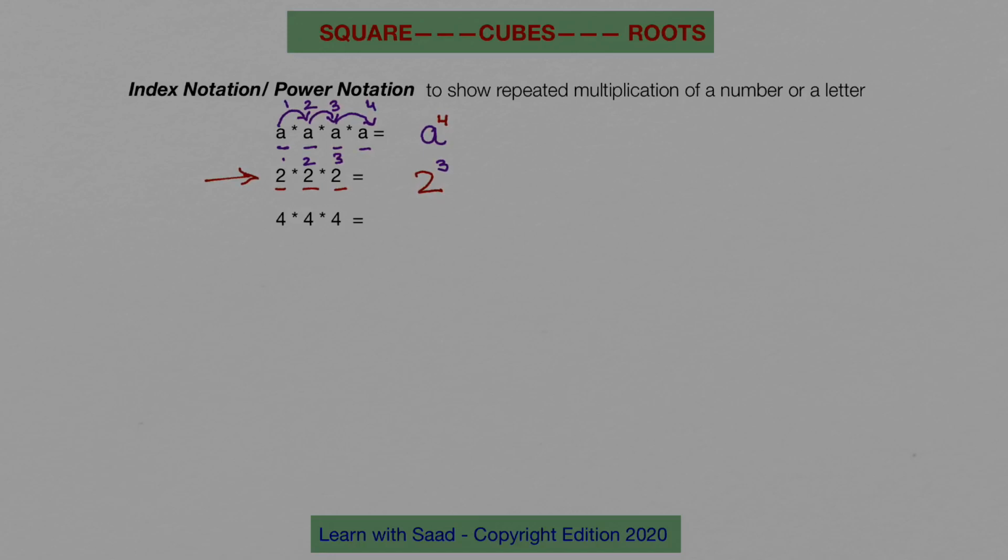Let me do the third one, then I'll tell you what we call the large number and the small one. For the third one, again, we're going to use the same method. We write 4 first and see how many times we are timing 4 with itself. 1, 2, 3. So we can write 3 on the top.